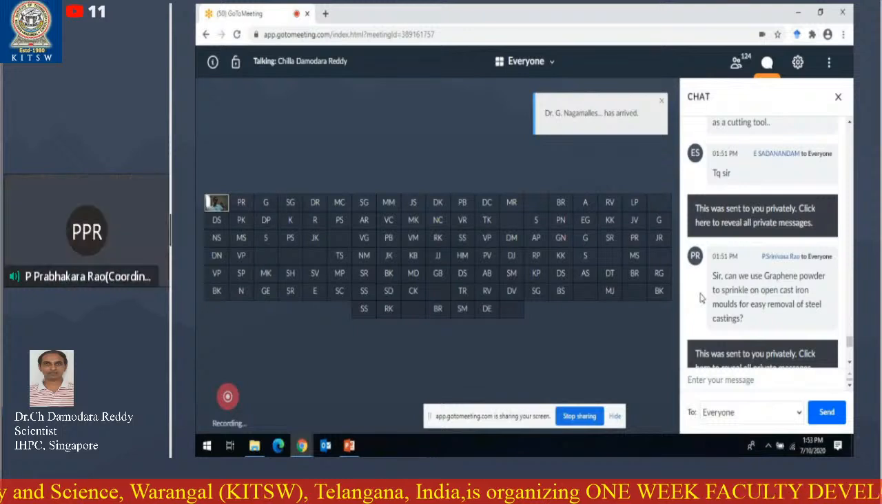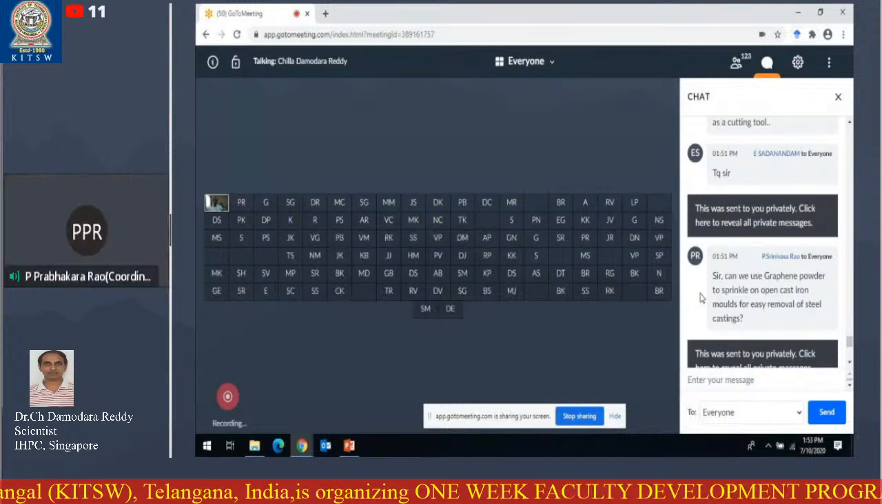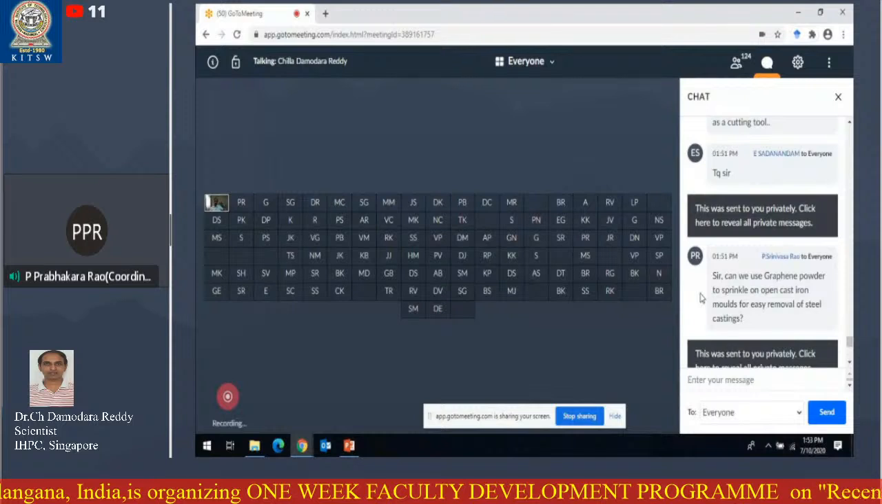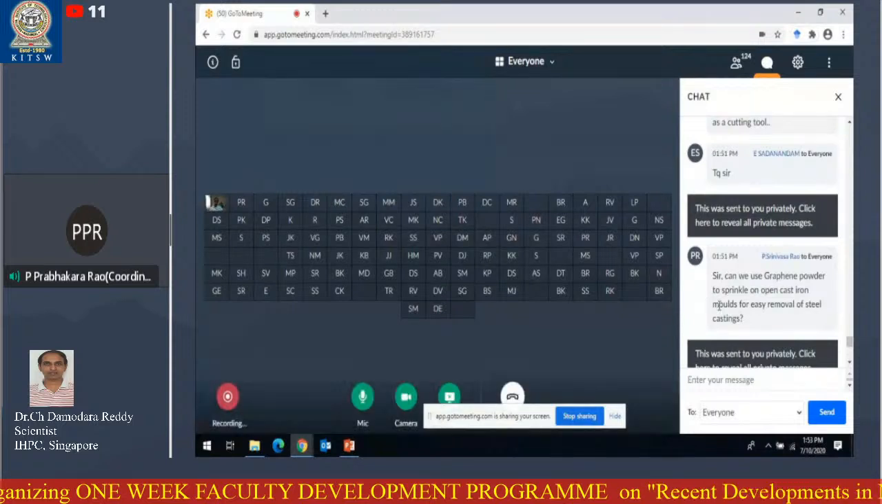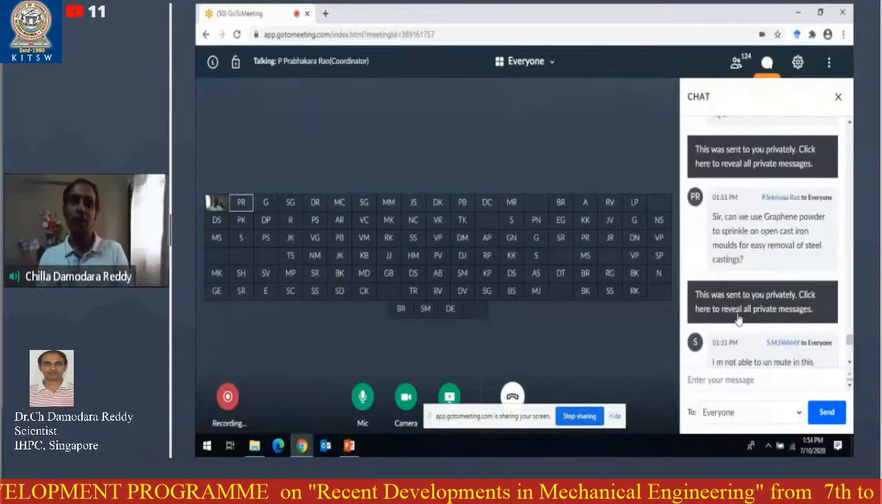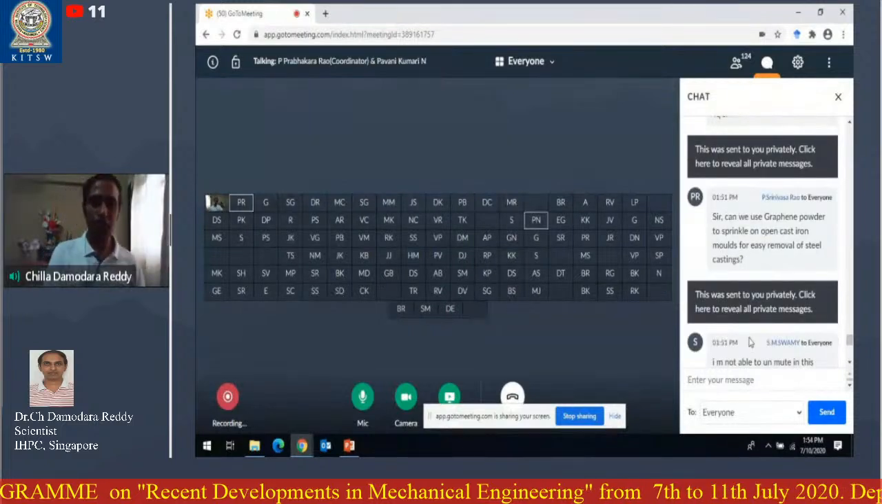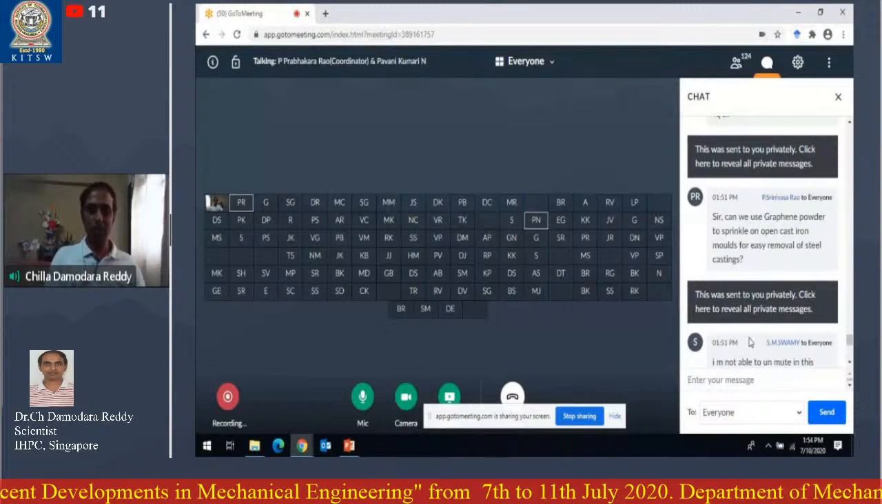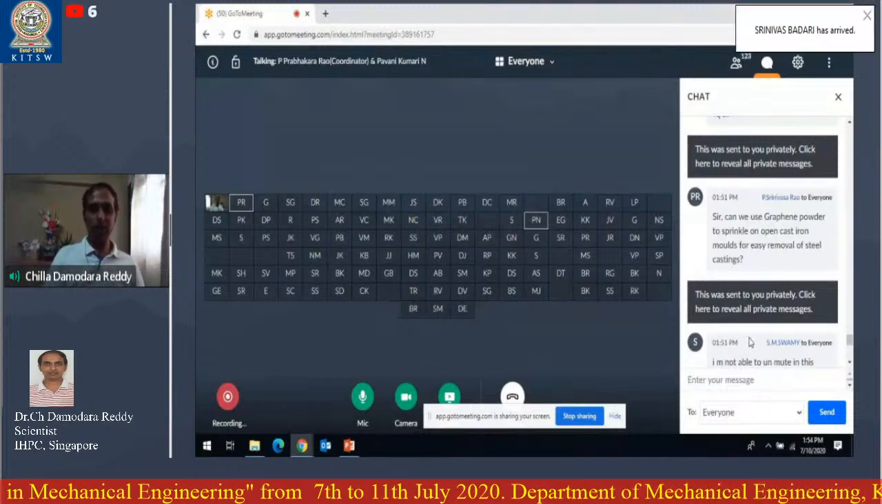There is another question by Venkatramana. Is this material available in the market directly? Yes, there are, but large-size graphene is not available. But the small size, powder size, is available.